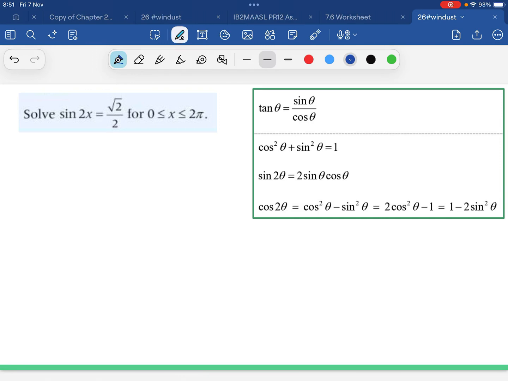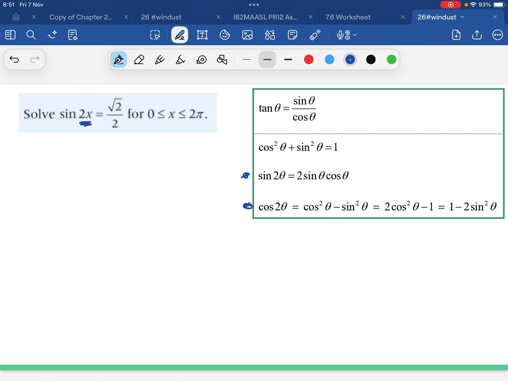All right, the last one that we did from our class today involved a double angle. Sine of 2x is equal to root 2 over 2. Sometimes when you see a double angle like that, that means you're going to use one of these double angle identities to help you solve this.